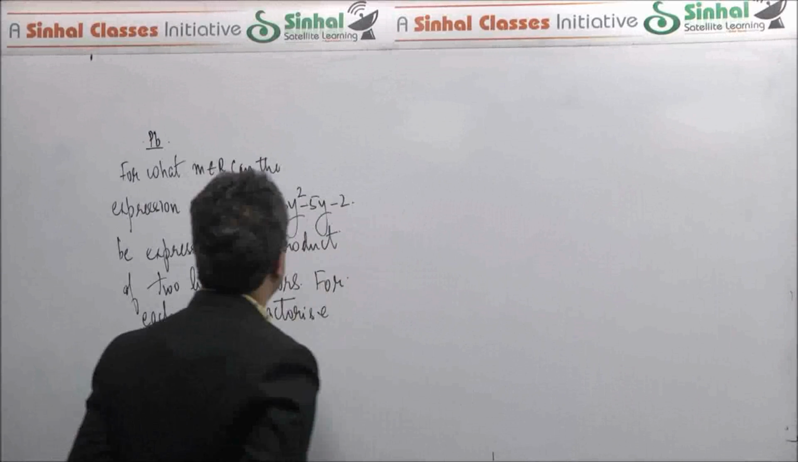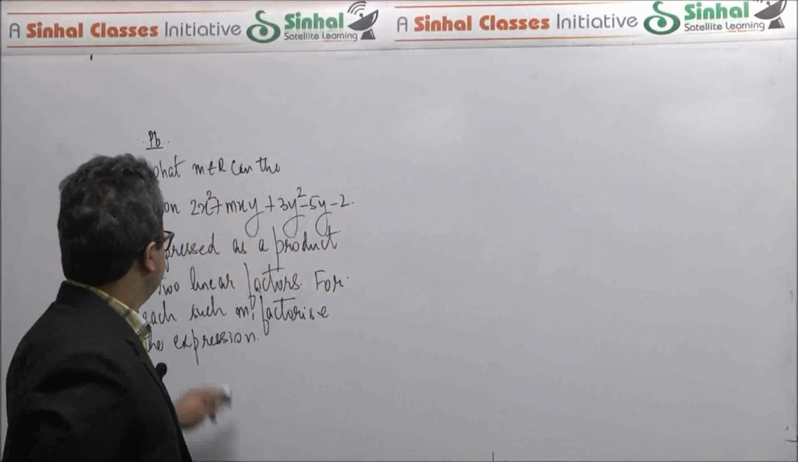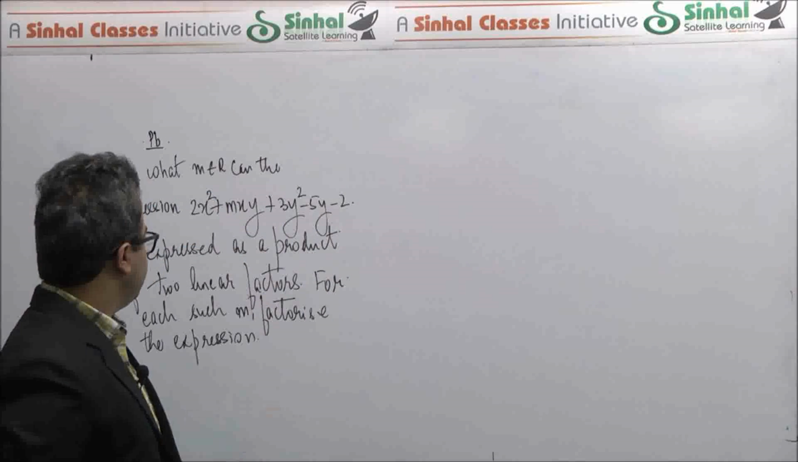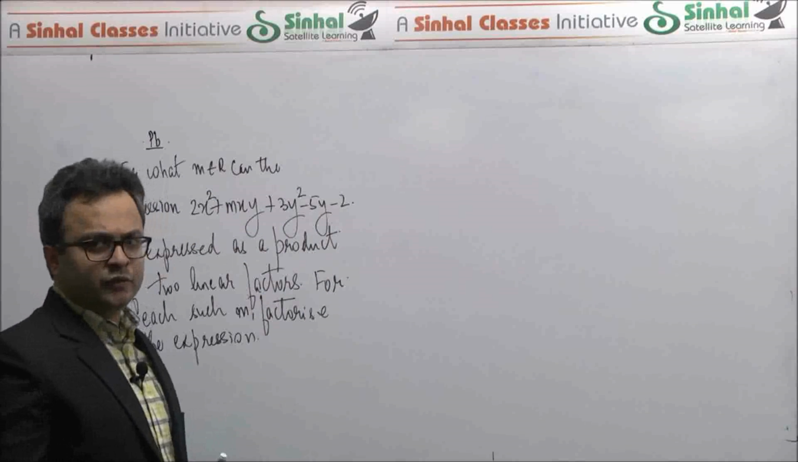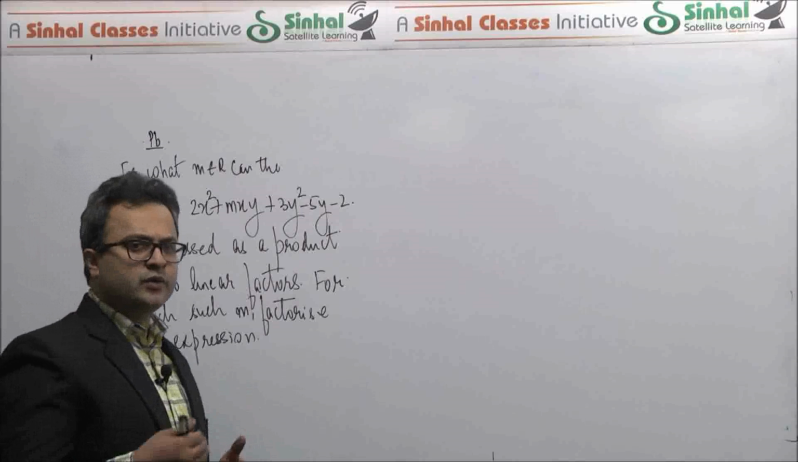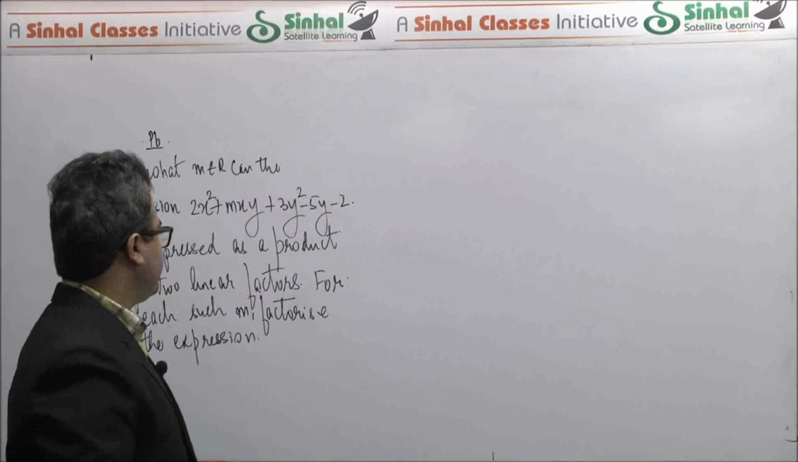Right, so over here again we have an expression in x and y, and there's a parameter m involved, and we want to find out the values of m for which this expression is factorizable, as it can be expressed as a product of two linear factors. And again, for such values of m, we actually want to go ahead and factorize the expression. We want to find those linear factors, right?